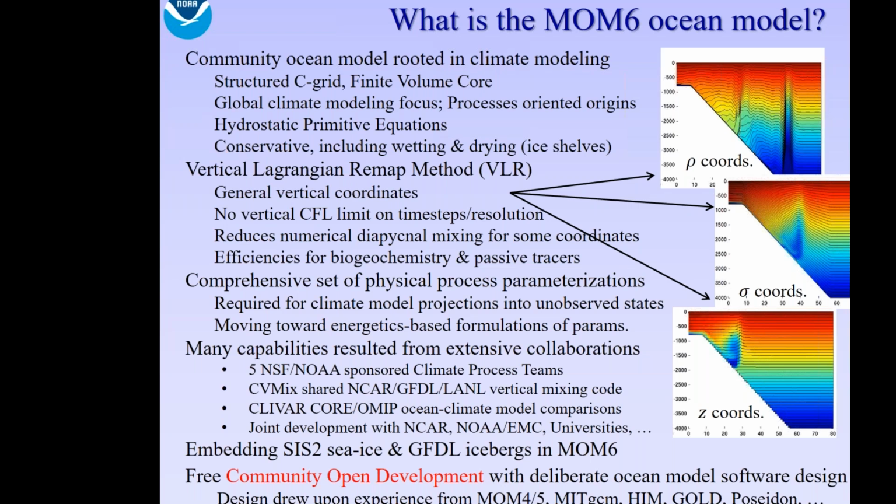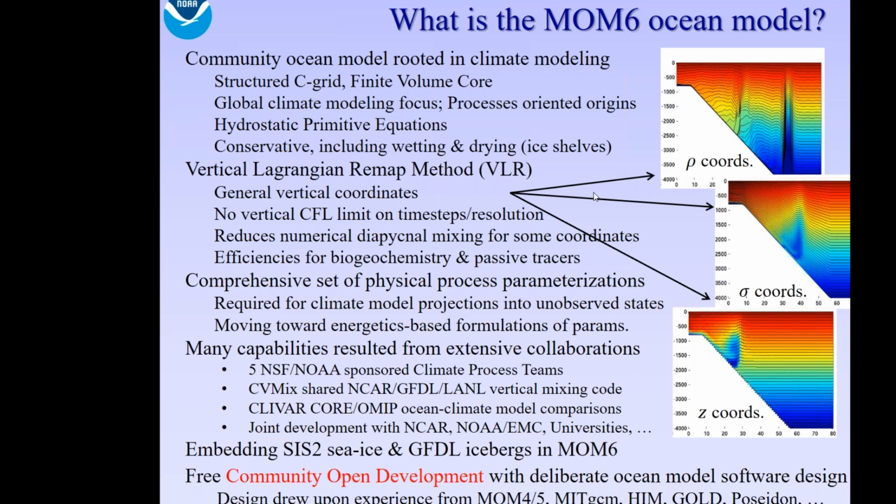Okay, so the nice thing about this is that it gives us no vertical CFL limit on our time steps. For other types of models, it's often the vertical advection that limits the length of a time step. And it allows, in some cases, for us to reduce the numerically induced diapycnal mixing, especially when we're tracking a density-like coordinate, as is shown up here in this top panel. But it gives us a great deal of efficiencies for biogeochemistry and a variety of passive tracers.